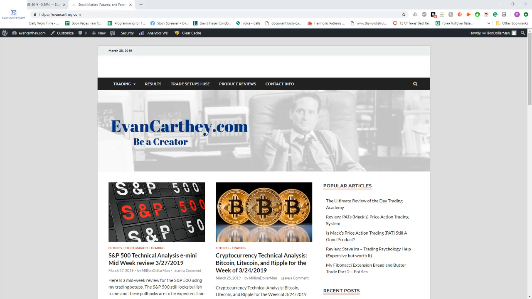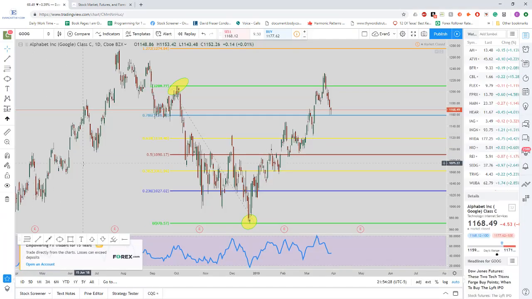Today is March 28th, and today we're going to look at FANG. We're going to look at Facebook, Apple, Netflix, and Google, see what trade setups there are, if there are any for them, and what we can expect based upon the trade setups I use. Alright, so first off, we're going to look at Google.